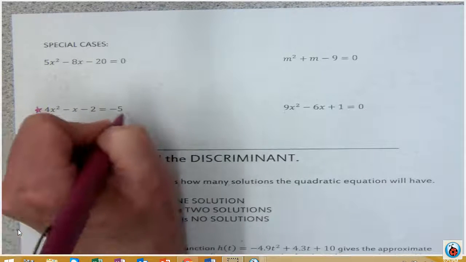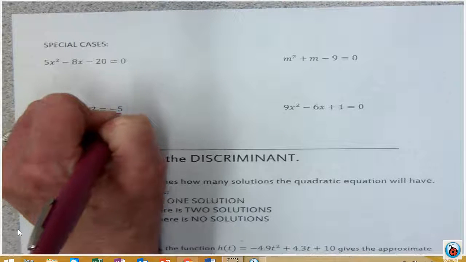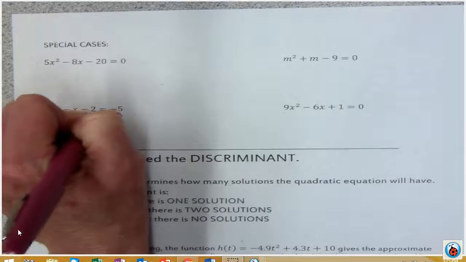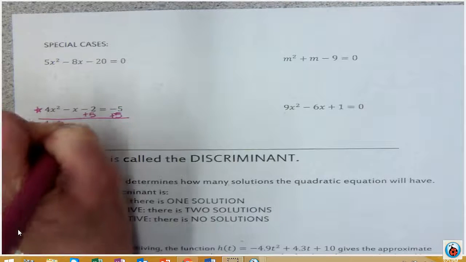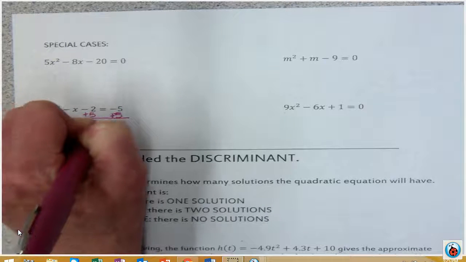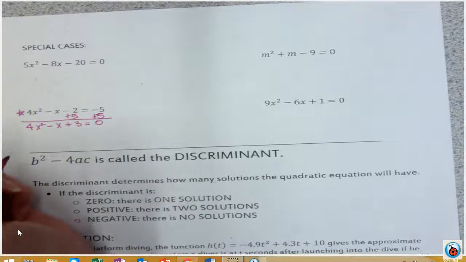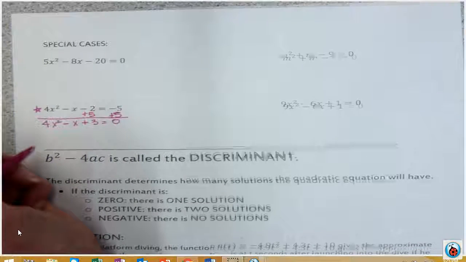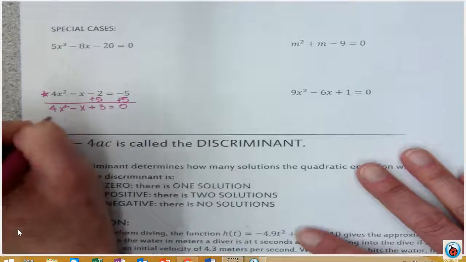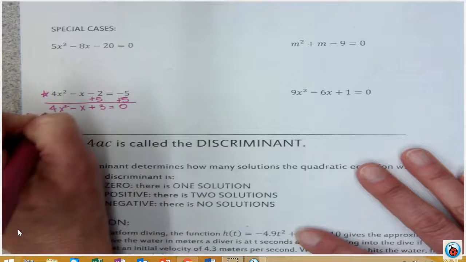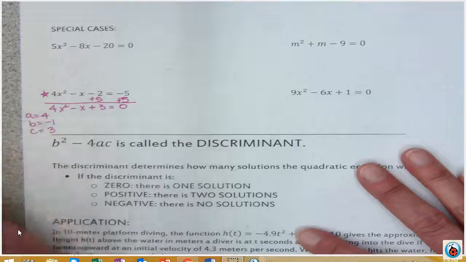I think I forgot that this has a negative 5 over here, and I did not set it equal to 0. So the first thing you're going to want to do is add 5 and add 5 to both sides. And you get 4x squared minus x plus 3 equals 0. So in your notes, make sure that you understand that I think I gave the wrong answer to this, so that here's the correct way to do this. So then I've got my A equals 4, my B equals -1, and my C equals 3.